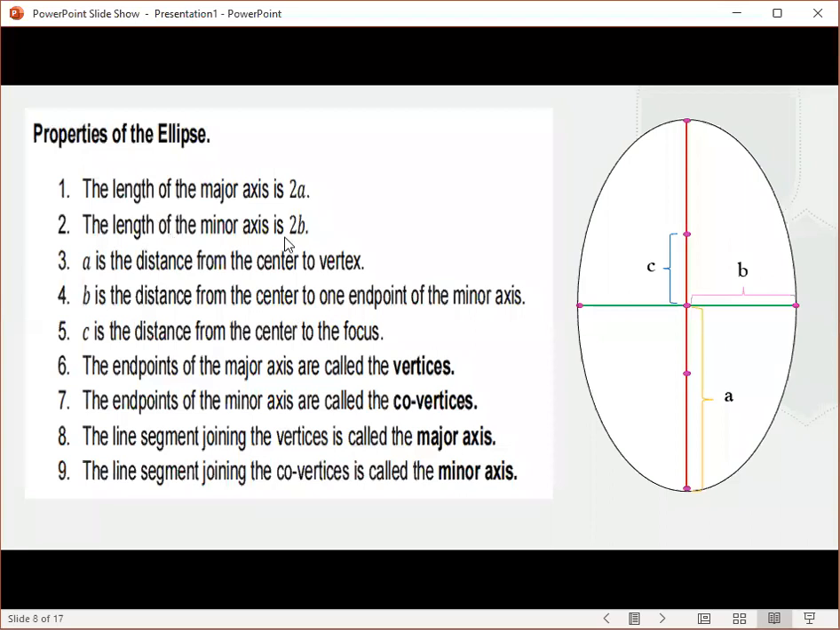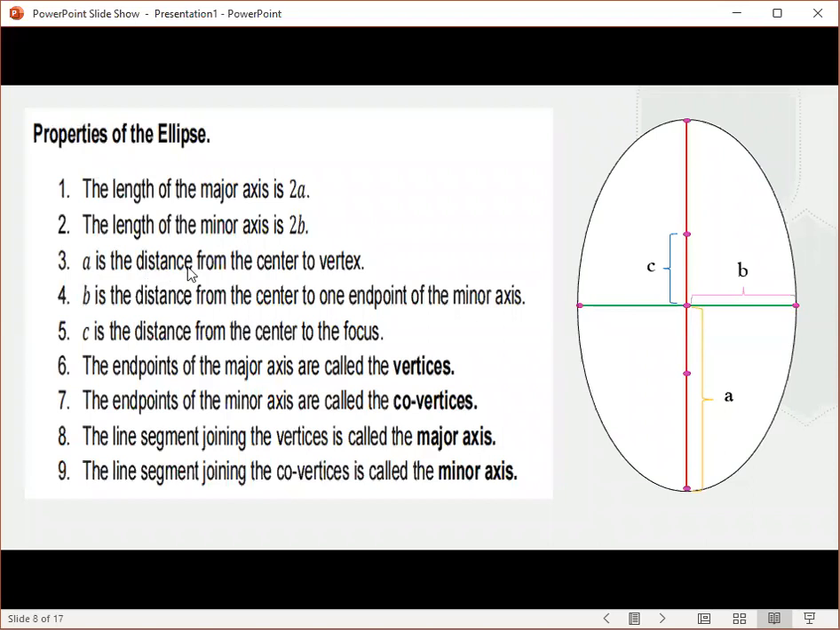Second, the length of the minor axis is 2b. From the center to one endpoint of your minor axis, the length is simply b. And then from one endpoint of your minor axis to the other endpoint, the length is equal to 2b. You just have to add the lengths of the two parts of your co-vertices.